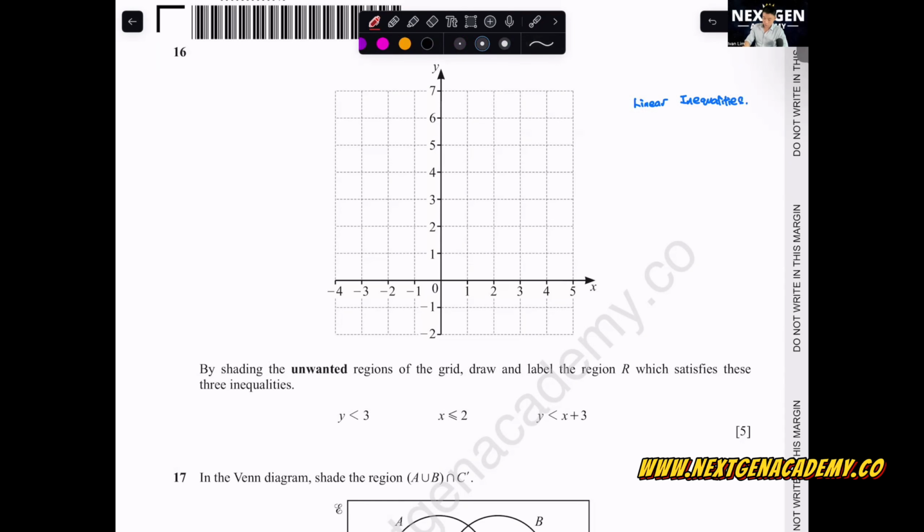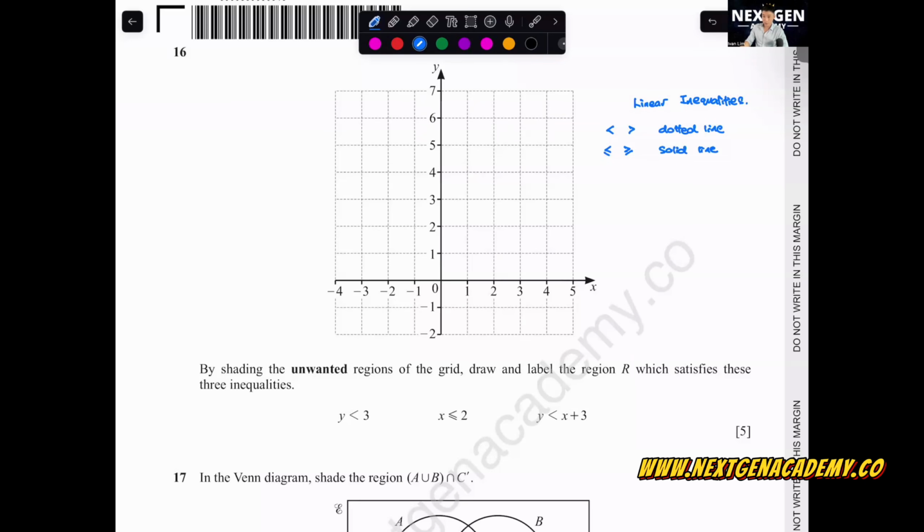Okay, what are some rules that we need to remember for this one? If it's less than or more than, you see the symbol, you are going to put a dotted line. You're going to sketch a dotted line. If it's less than or equal, more than or equal, this one you put a solid line when you draw it out.